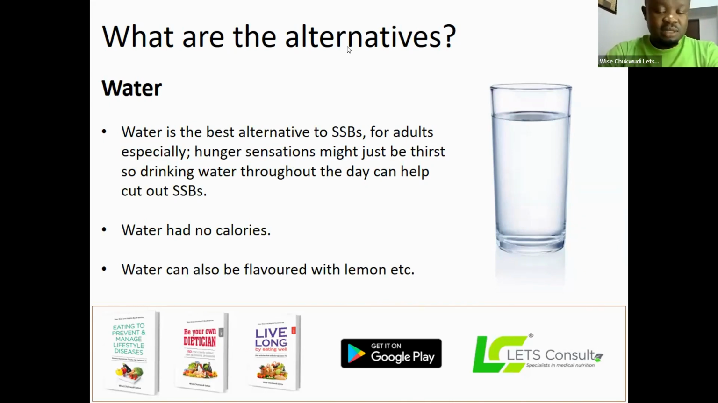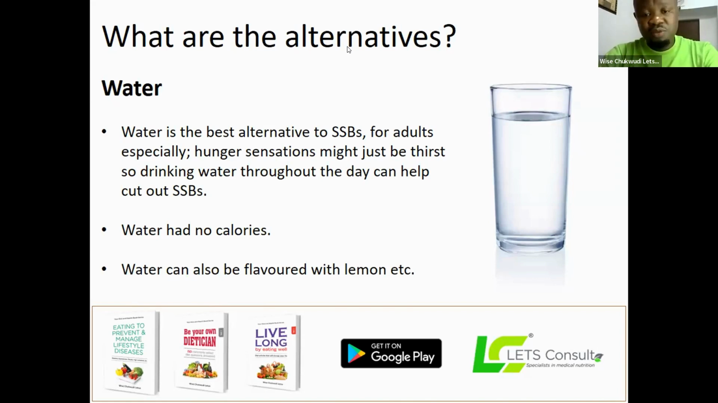Water regulates body temperature. The benefit of water helps aid in digestion. All metabolic processes require a water medium to thrive and all that. And water has no calories. So it's the best alternative.